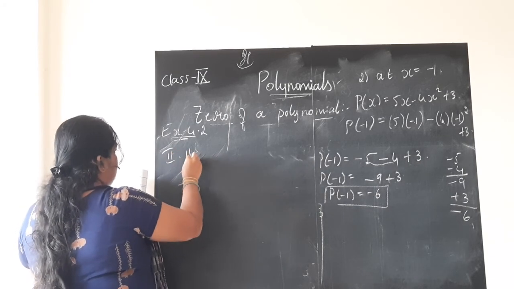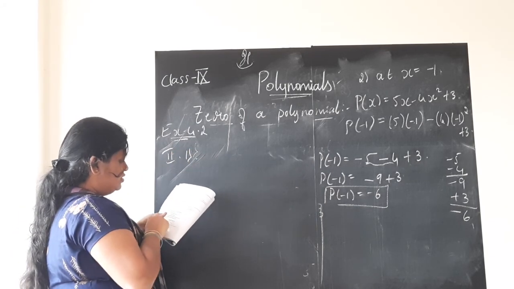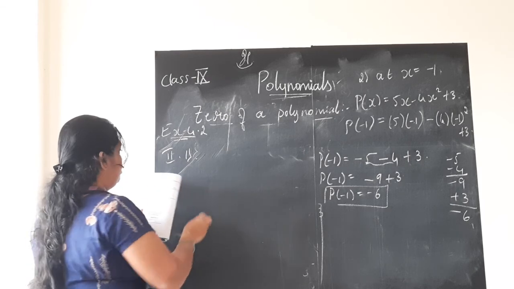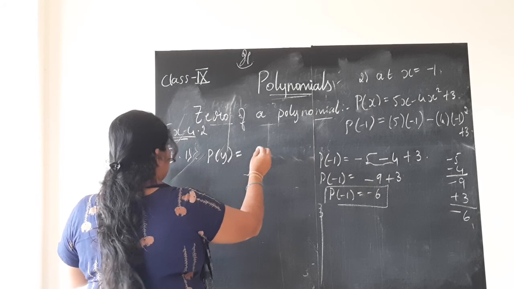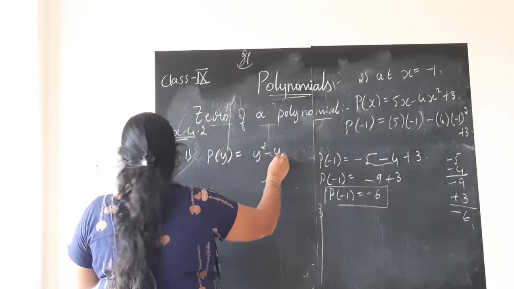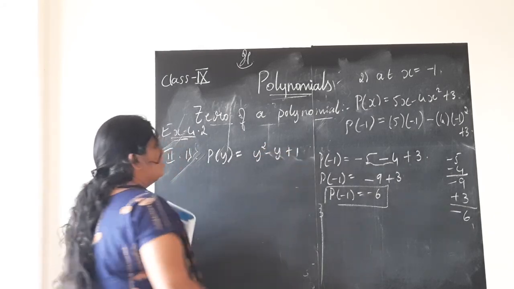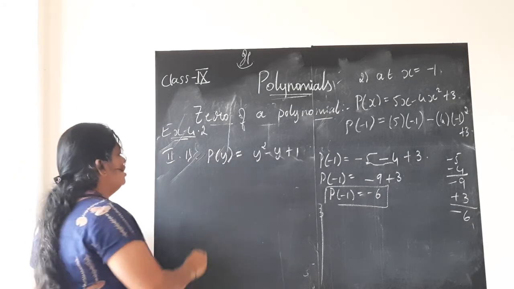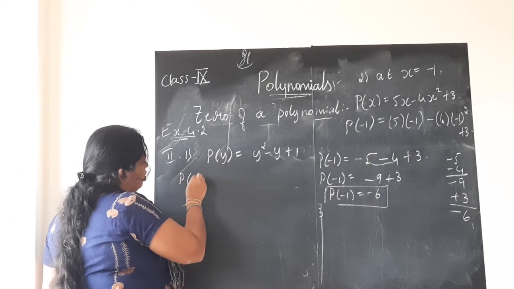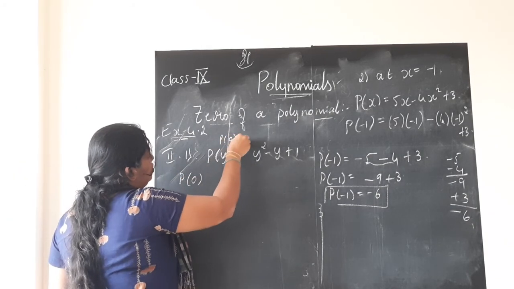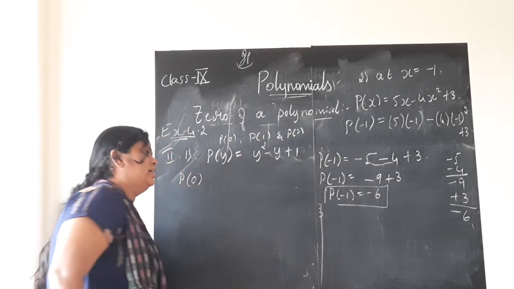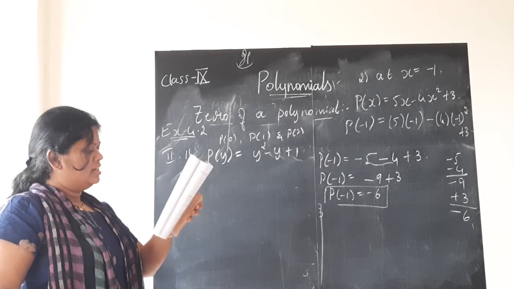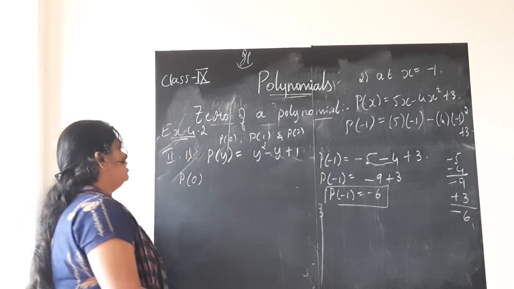Second main, first question, find P of 0, P of 1 and P of 2 for each of the following. First question, P of y is equal to y square minus y plus 1 is a polynomial given. So we need to find out all the three, that is P of 0, P of 1 and P of 2. Correct? Yes, 0, 1 and 2, all the three you need to find out.